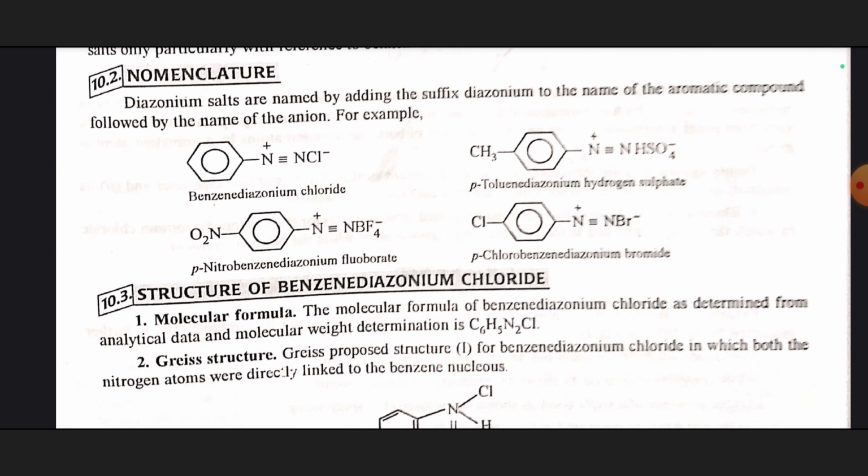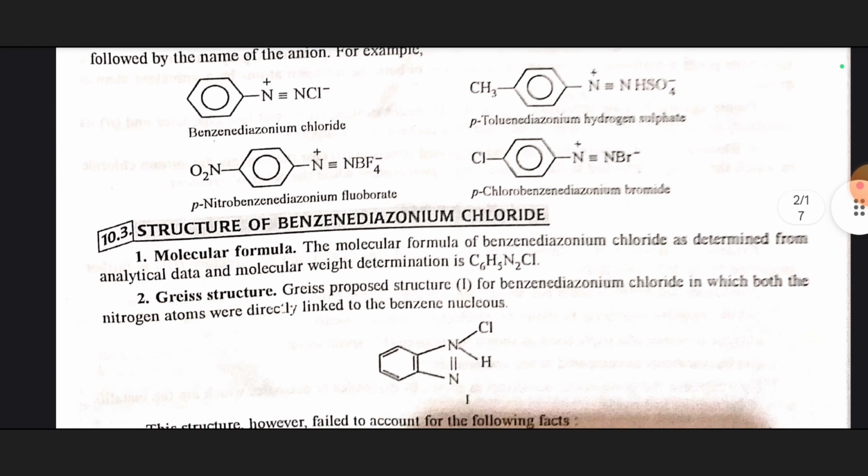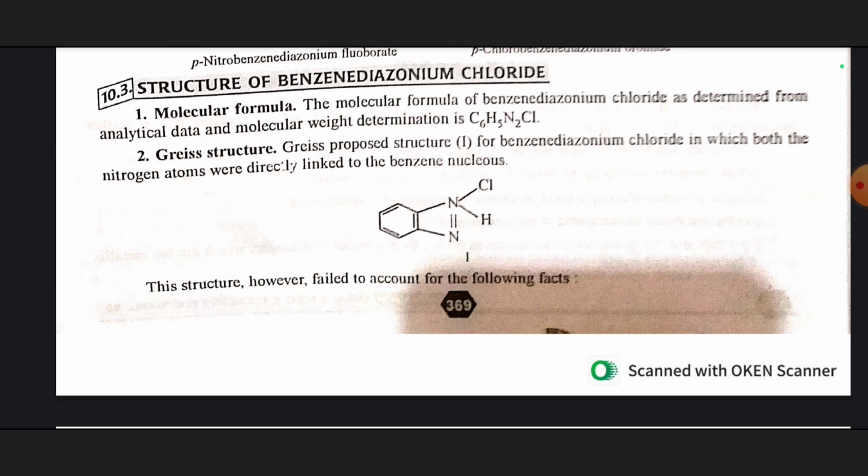Diazonium salts are named by adding the suffix diazonium to the name of the aromatic compound, followed by the name of the anion. For example, benzene diazonium chloride, para-nitrobenzene diazonium fluoborate. 10.3 Structure of benzene diazonium chloride.